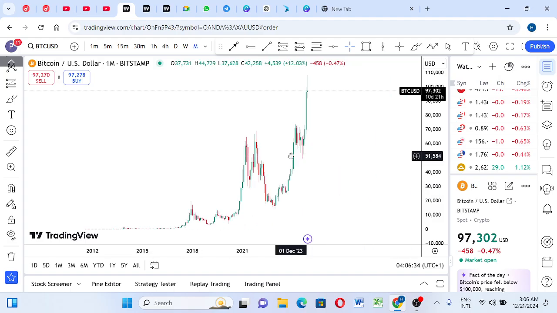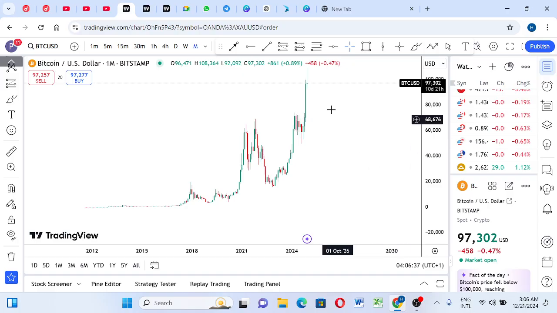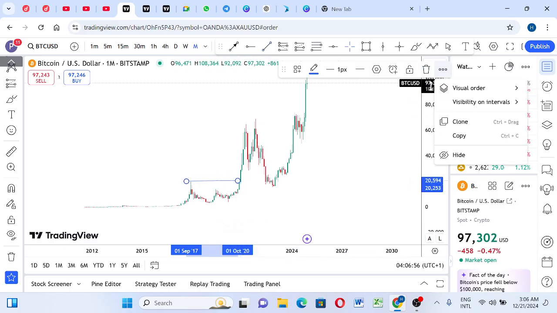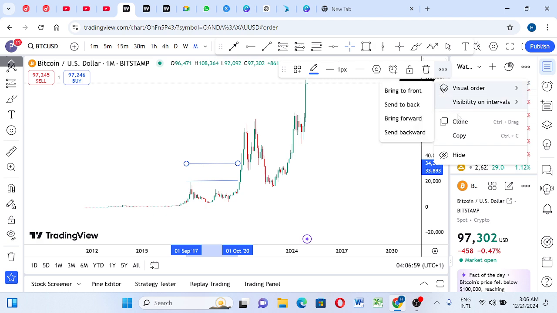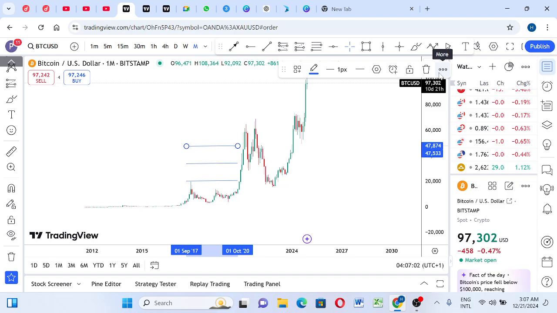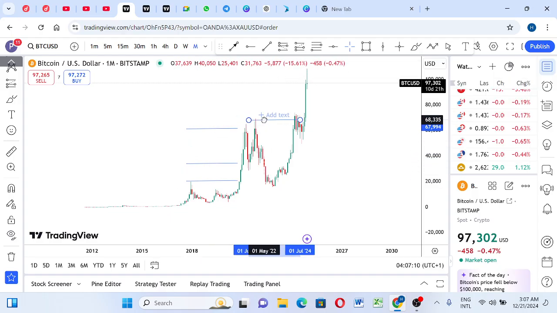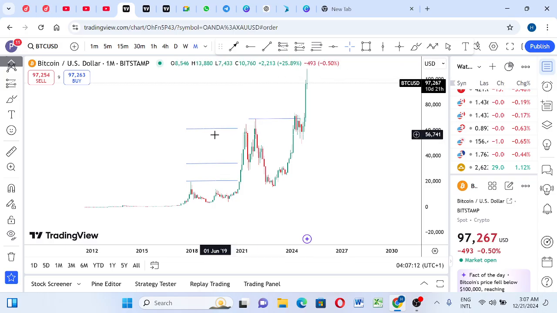Now, in order to be able to look at this chart properly, we can easily say we have clear levels for what we'll say are breaks of structure. So this is our first level. It's a clear level for a break of structure. I'll simply clone it multiple times. I think this is enough. So we have one here, which is a break of structure.